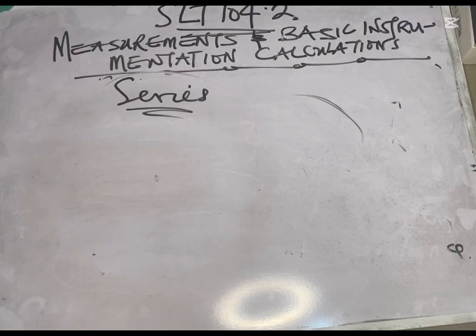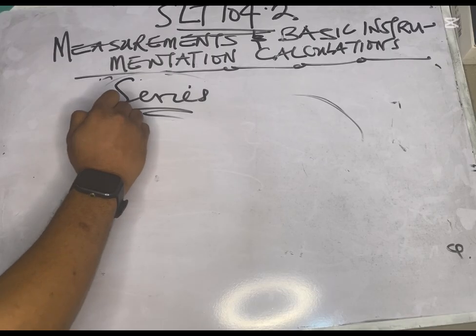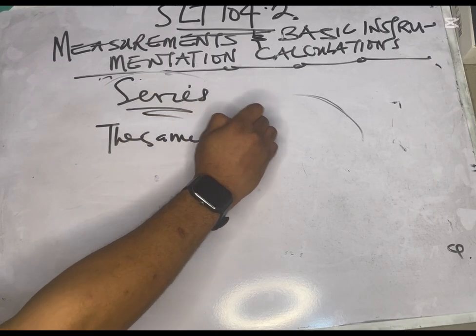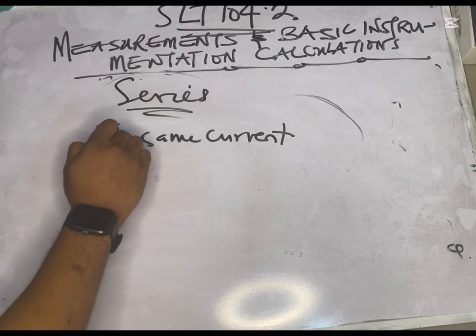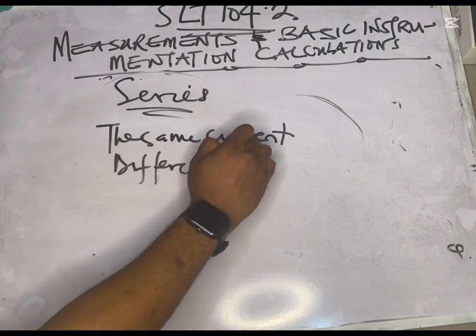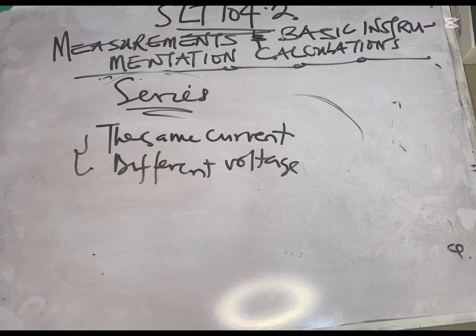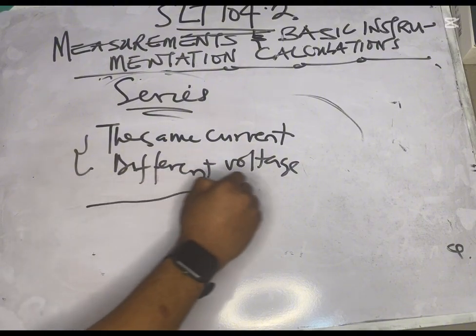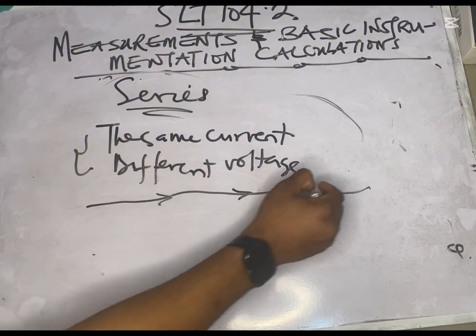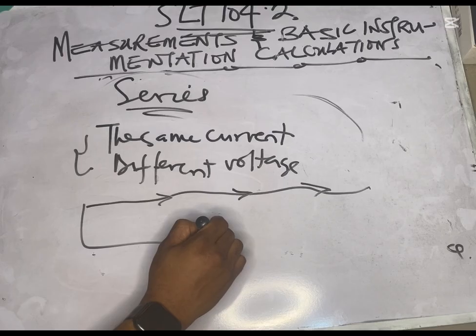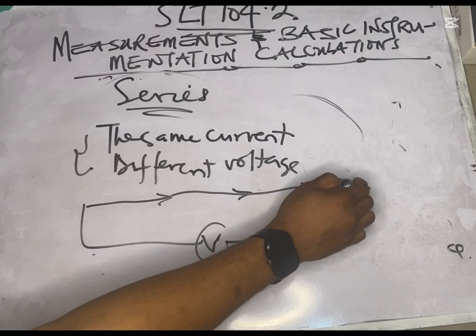Now, when you want to connect resistors in a circuit, there's one thing you need to understand. Resistors in a circuit connected in series have the same current. They have the same current flowing through them, but different voltages. Because they are in series, it's the same wire, so the same current flows through the wire, but the voltage is different.